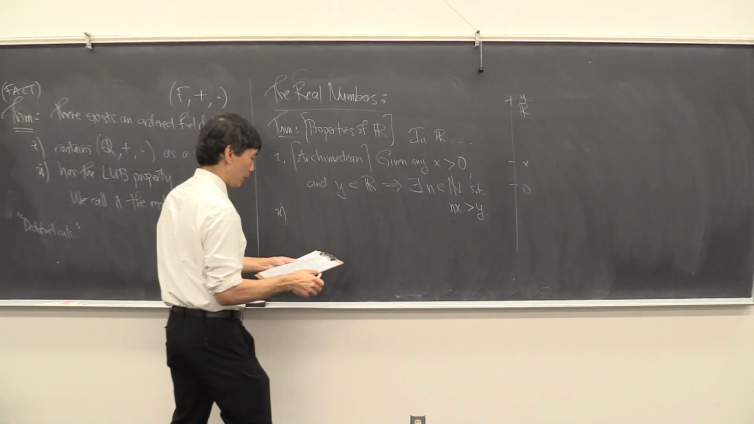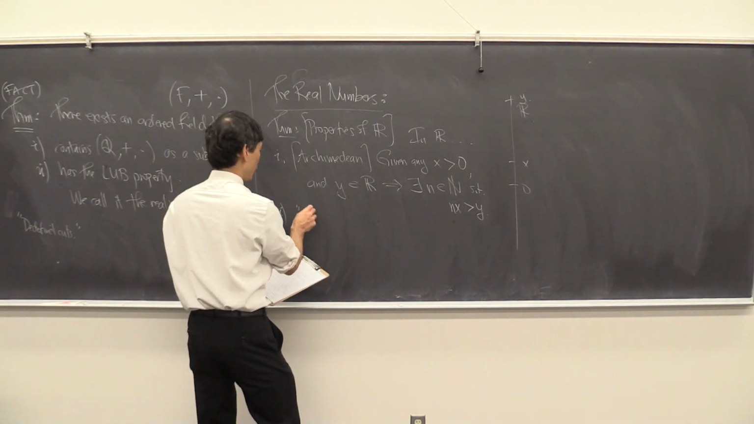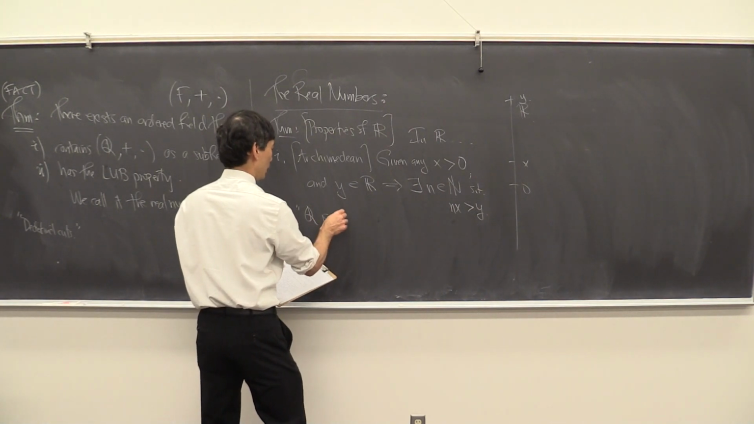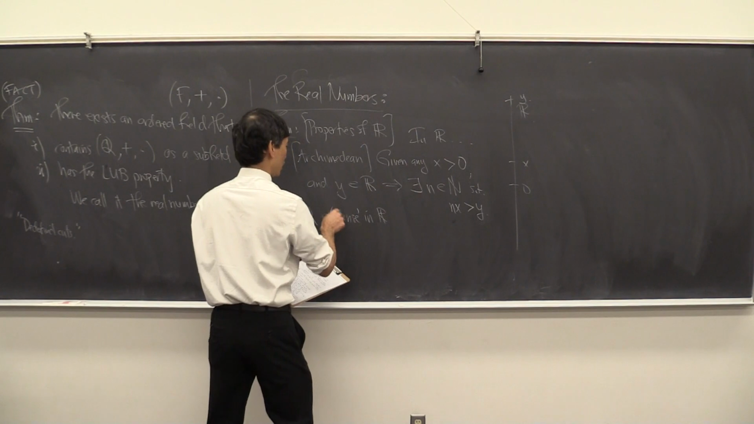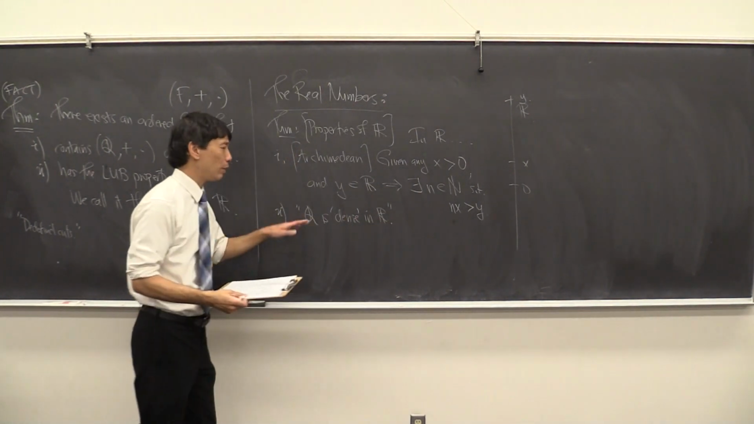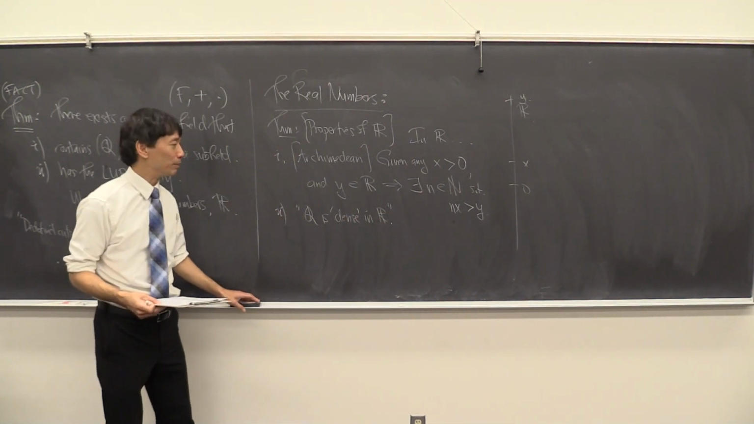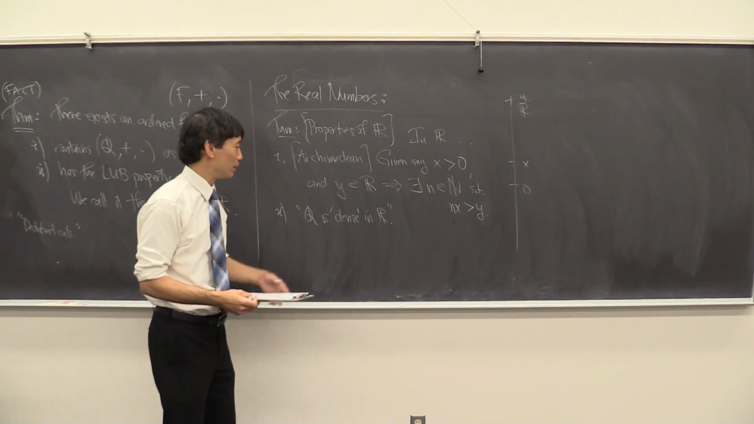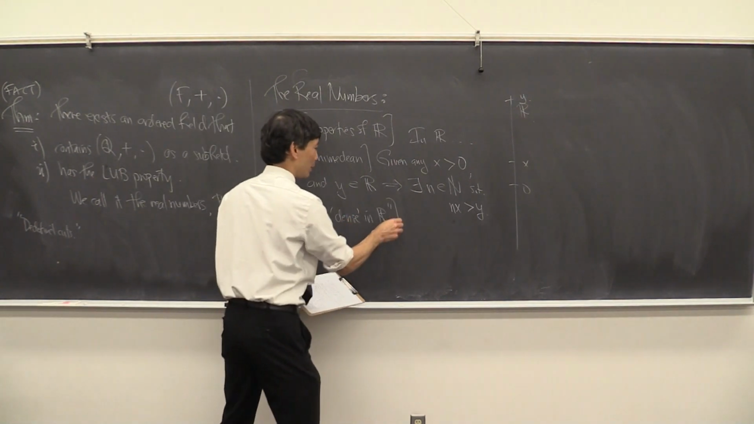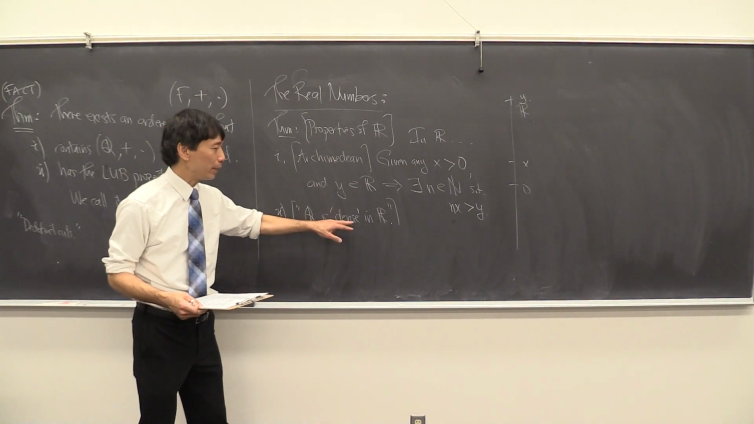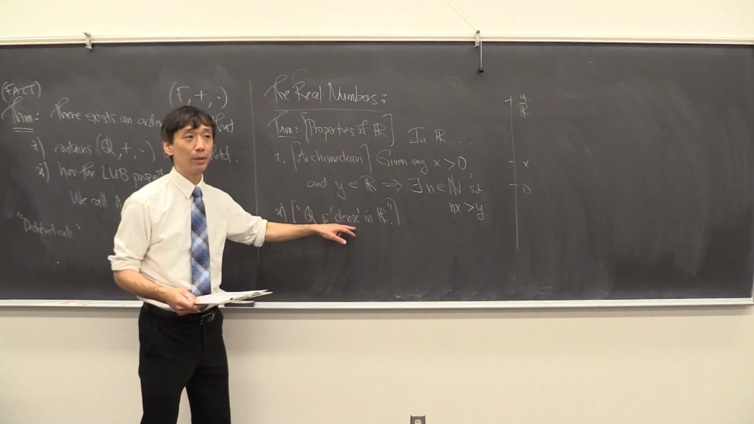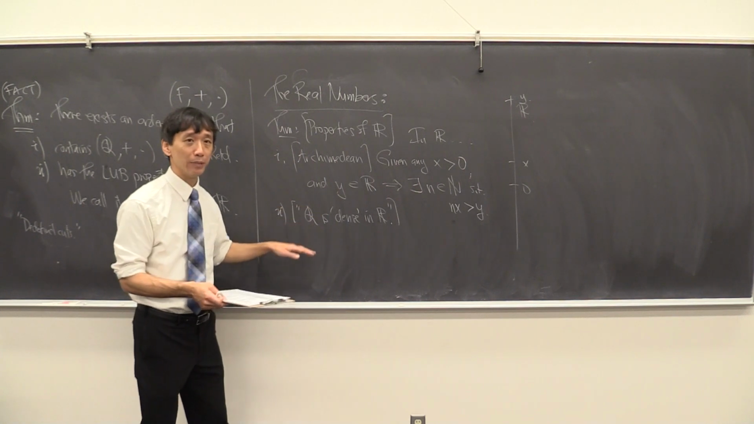The second one is the following: that Q, the rationals, are dense in R. This doesn't mean anything at this point. Just think of it as some sort of cryptic phrase, and later we'll talk about what density really means. This is not the definition of density.